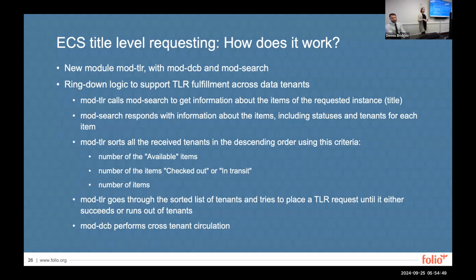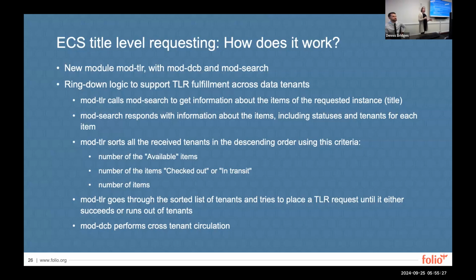It's a ring down logic, so we look to find what's available, see where the items are. We look at the statuses. At the data tenant level, your circulation rules are checked, so we're looking against patrons and locations. To make sure that everything that is being requested is able to be circulated or borrowed or used by the patron that it's being requested for.